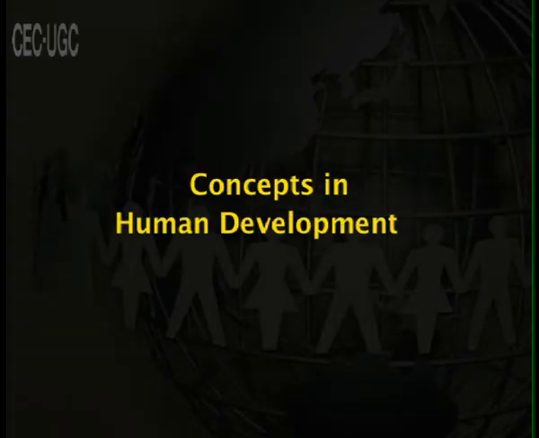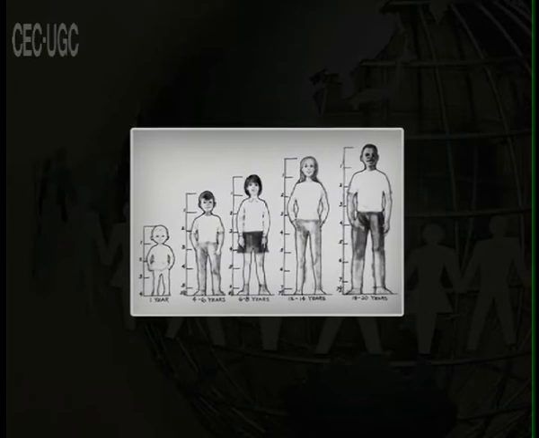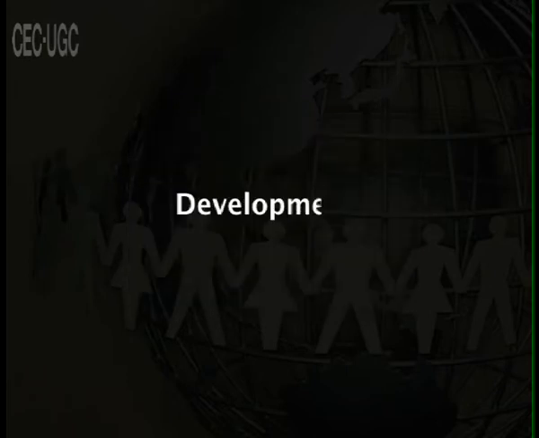Now, we will see what the concepts in human development are. These are the concepts necessary to understand human development. The first one is growth. Growth refers to the quantitative changes, like, as we said earlier, the changes that can be easily measured, like the increase in height, weight and body proportions. Development. Development refers to both qualitative and quantitative changes.